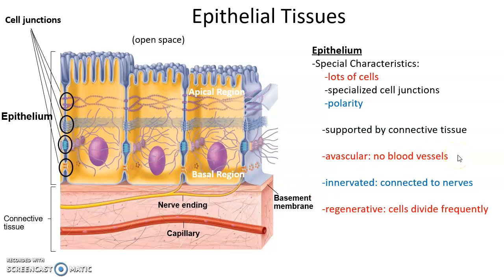However, the epithelium is highly innervated. So there are lots of nerve endings connecting to the epithelium. So epithelium can be a very sensuous structure. Our skin, as we know, experiences all kinds of sensations: touch, tickle, itch, temperature, pain, and that's partly because it is innervated, connected to nerves. And finally, epithelium is very regenerative. The epithelium constantly has its cells dividing and producing new cells.